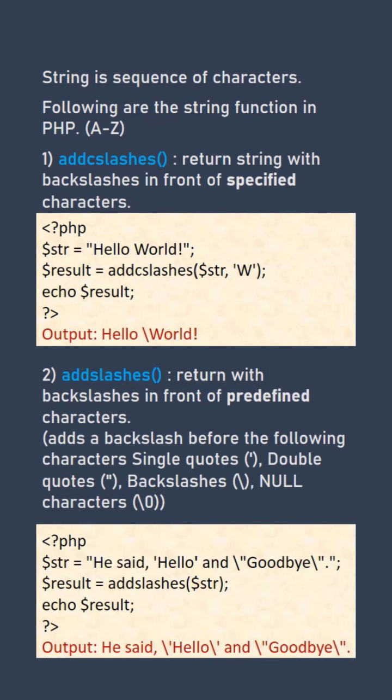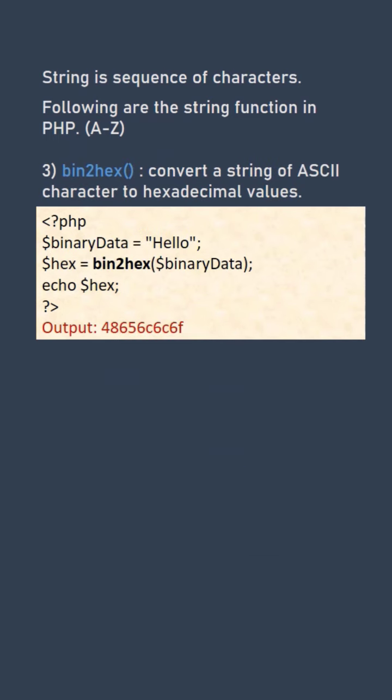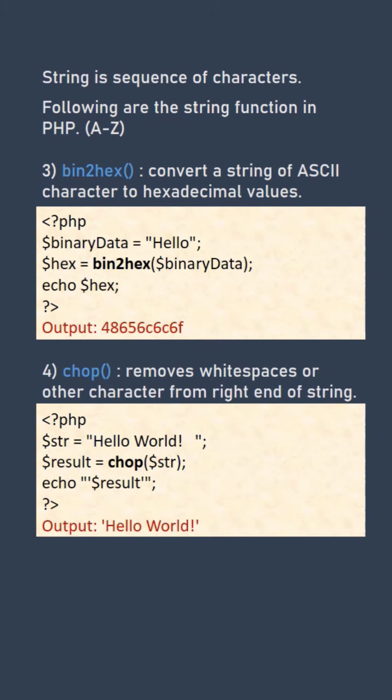2. addslashes. This function returns a string with backslashes added in front of predefined characters. 3. bin2hex. This function converts a string of ASCII characters to hexadecimal values. 4. chop. This function removes white space or other characters from the right end of a string.